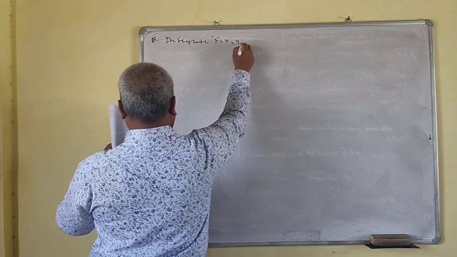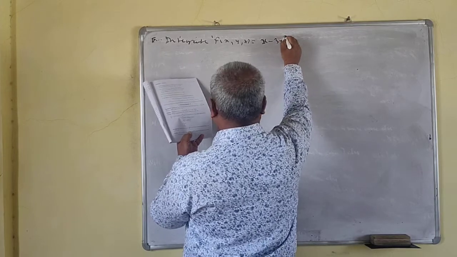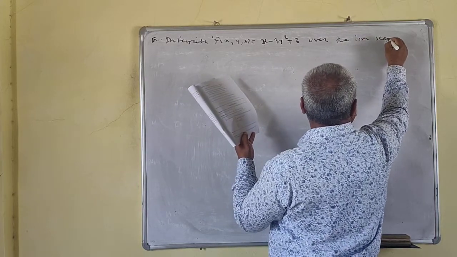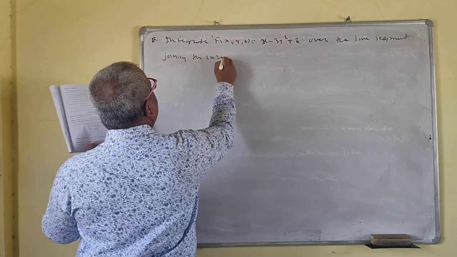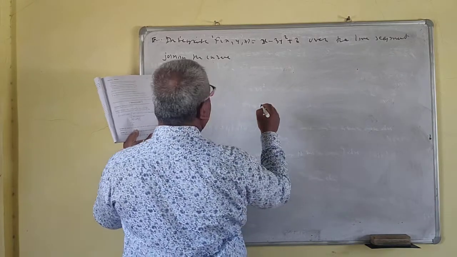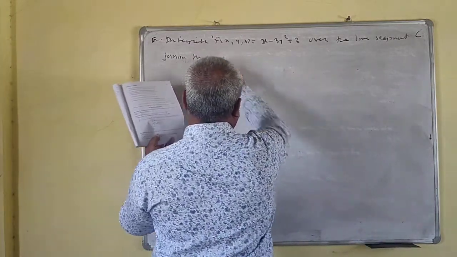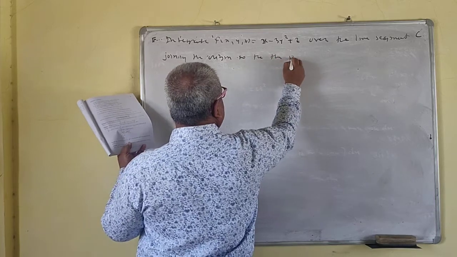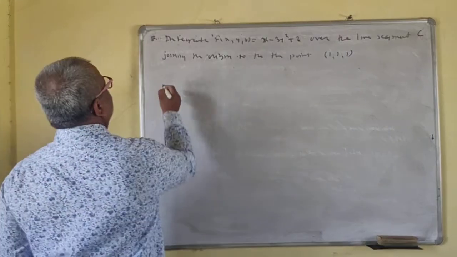Integrate f of x y z is equal to x minus 3y square plus z over the line segment C, joining the origin to the point 1 1 1. Okay, solution.